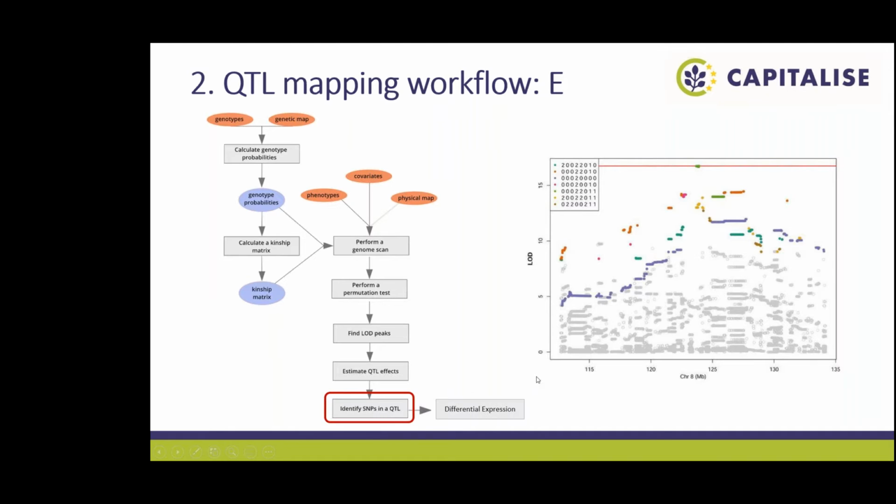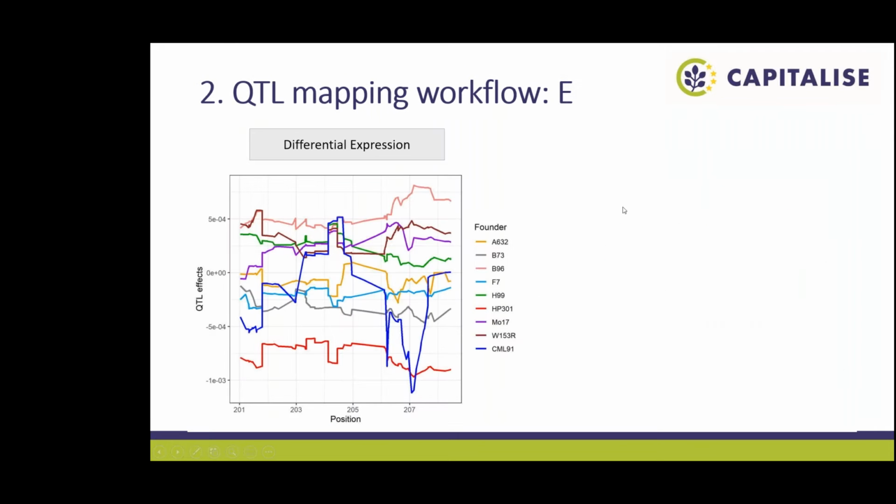In this complementary approach, we can also look at differential expression within the QTL. Here is an example. Here we have another QTL, another phenotype coming from CAPITALISE. This QTL spans around 8 megabases. And here we have the effects at the QTL of the founder haplotypes.